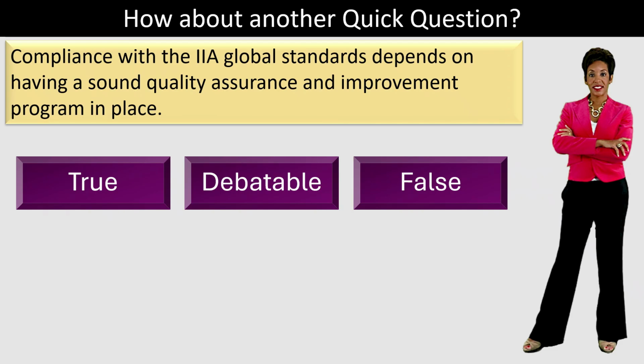Right then. That was an interesting question. But how do you know whether you're complying with the global standards? Have a go at my next question. Compliance with the IIA global standards depends on having a sound quality assurance and improvement program in place. Is that true, false, or debatable?